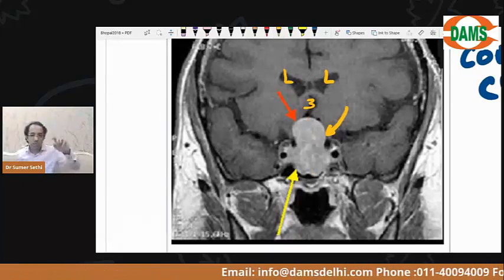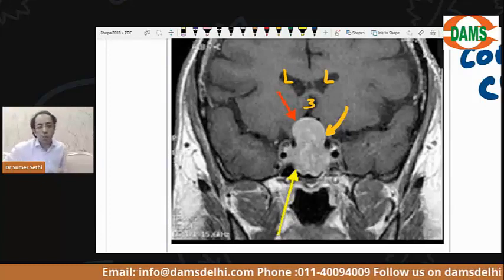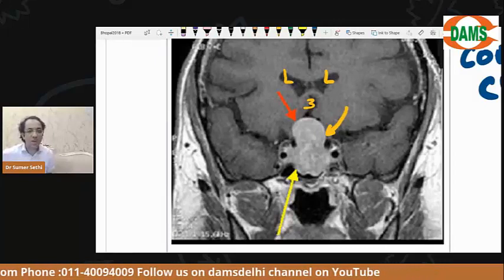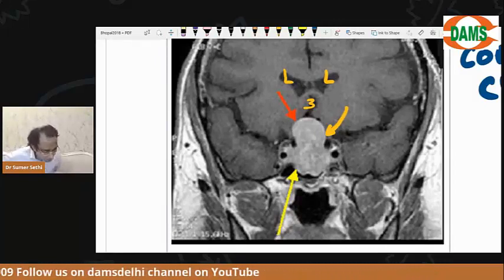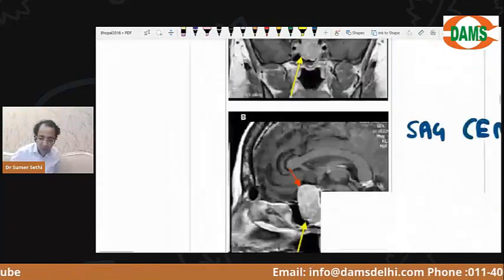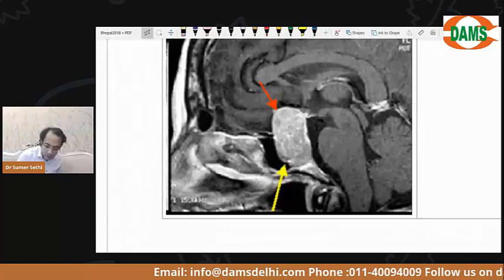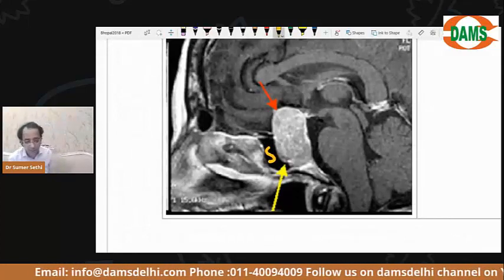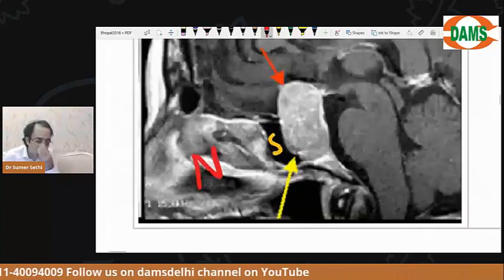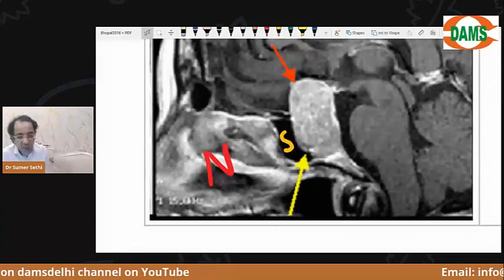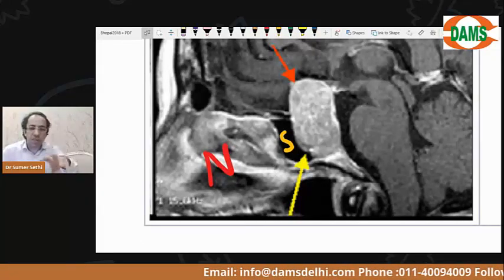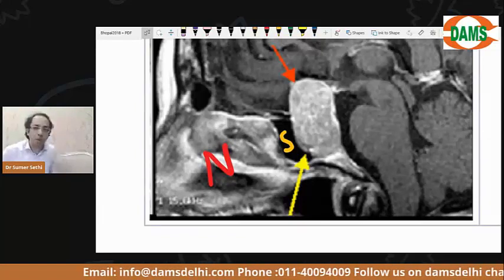So the question is, probably I am seeing a tumor which is arising from a structure which is below the optic chiasma. I don't know what it is. What structure is below the optic chiasma? Okay. Now see an answer. And when I look at the sagittal image, this is your sphenoid sinus. Okay, this is your nose. N is the nose, S is the sphenoid sinus. The tumor is sitting above the sphenoid sinus. So that means it must be arising from something which is above the sphenoid sinus.